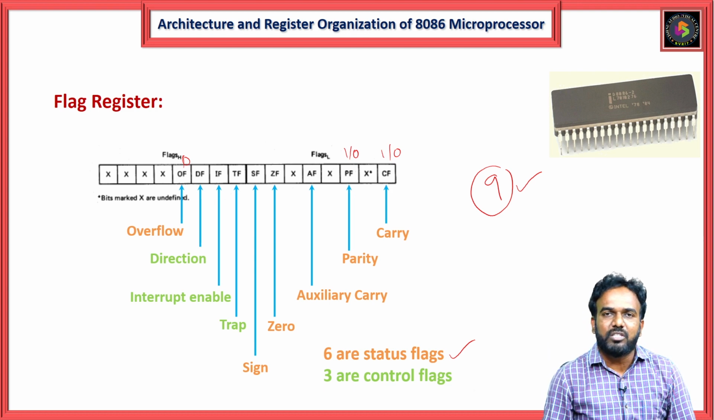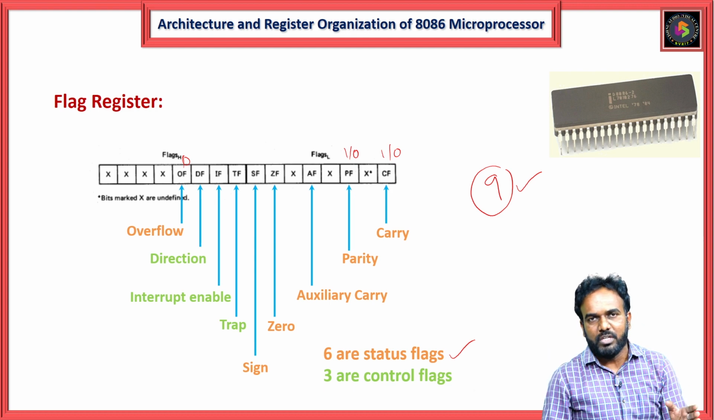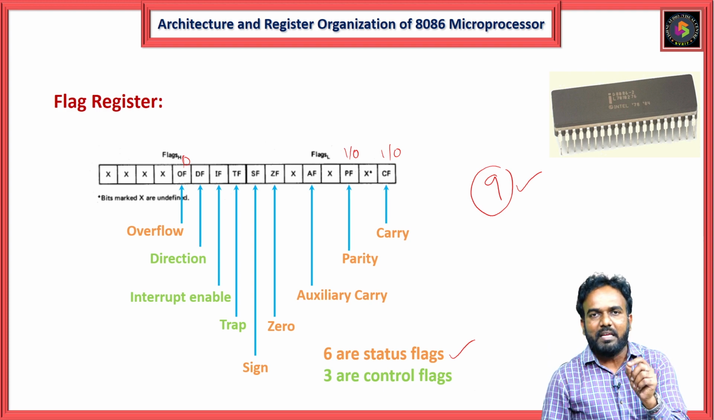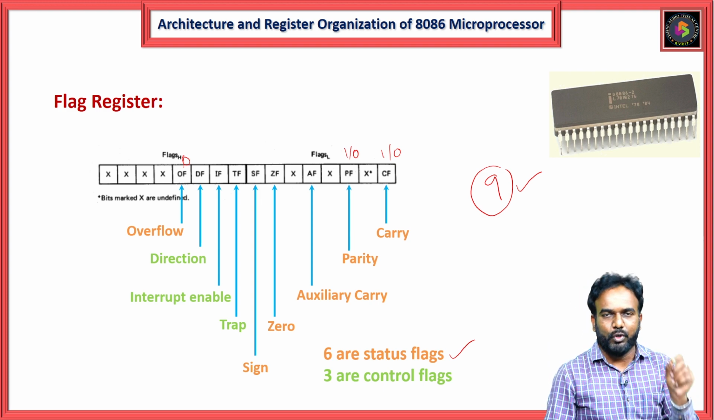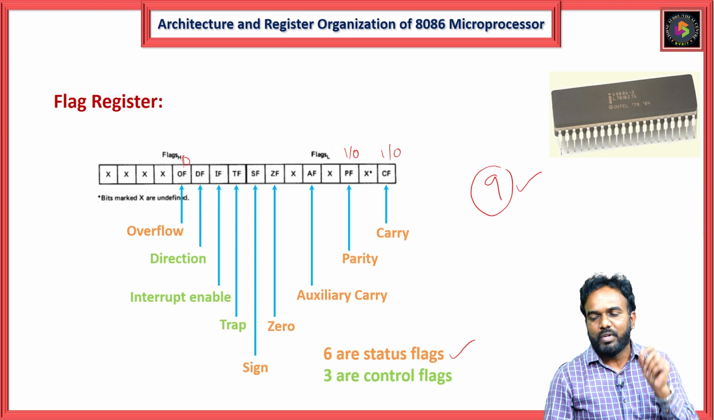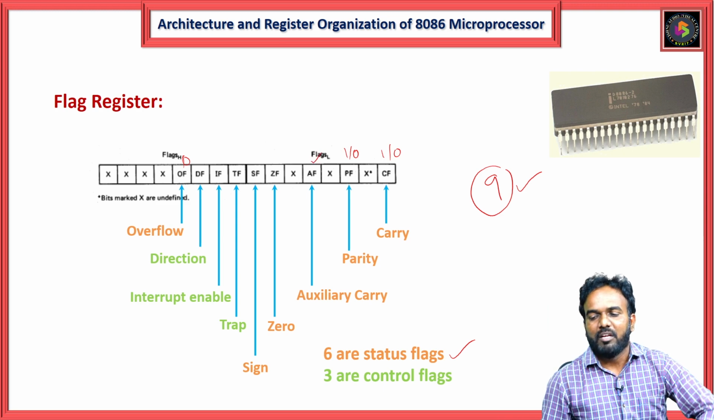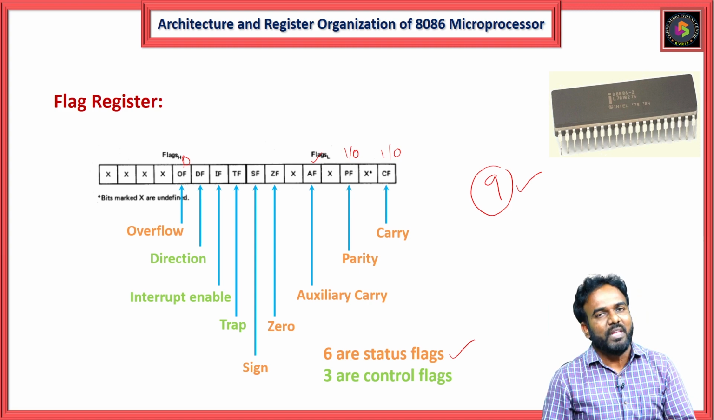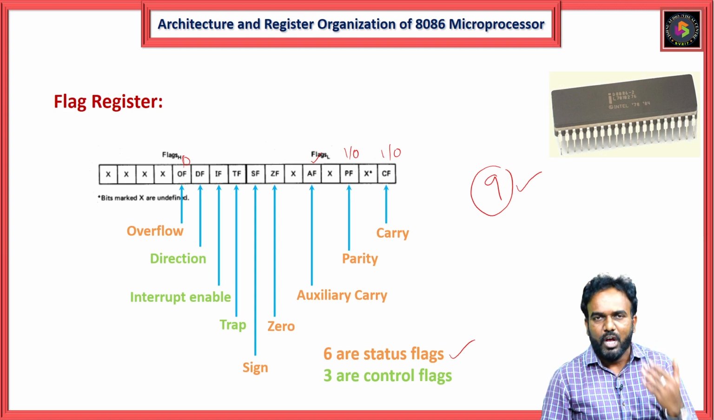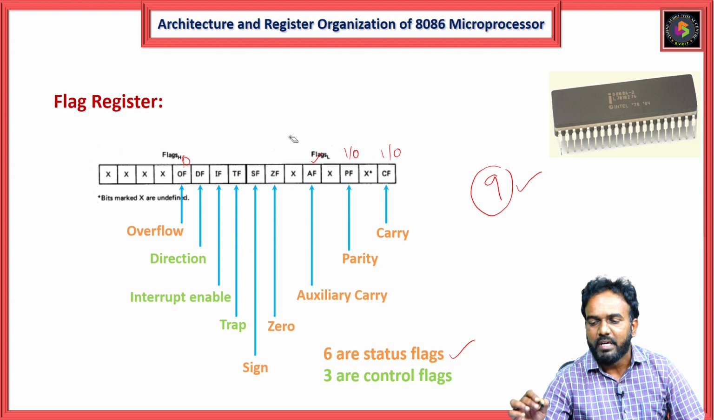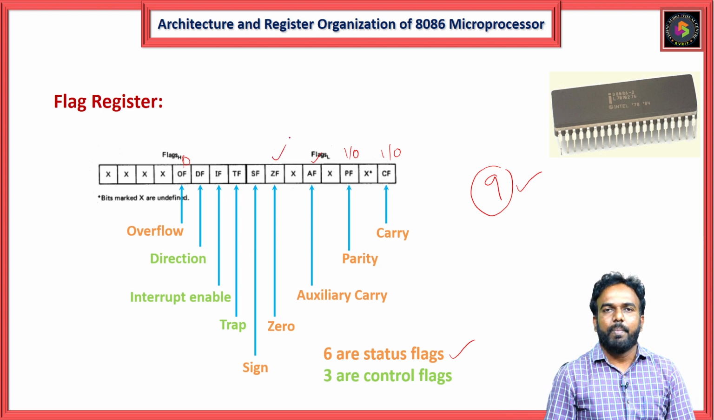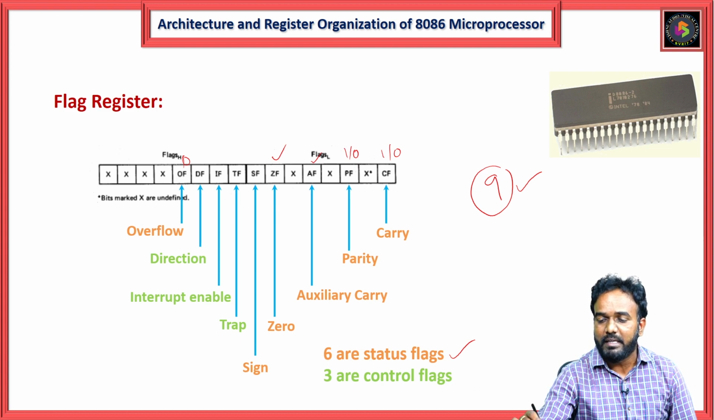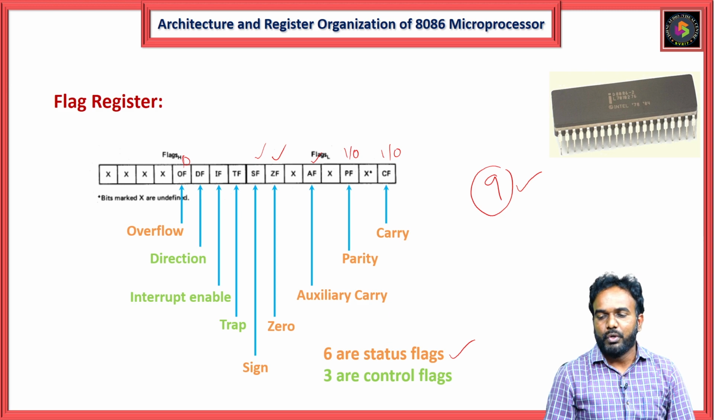Another one is the auxiliary carry. There is a difference between carry and auxiliary carry. If any carry is generated from the 3rd bit to the 4th bit, that carry we call the auxiliary carry flag bit. While doing an operation, if the result is 0 or non-zero, the zero flag bit will be set or reset. Another important one is sign. Sometimes the result may be positive, sometimes negative, and at that time this flag bit goes to 0 or 1.